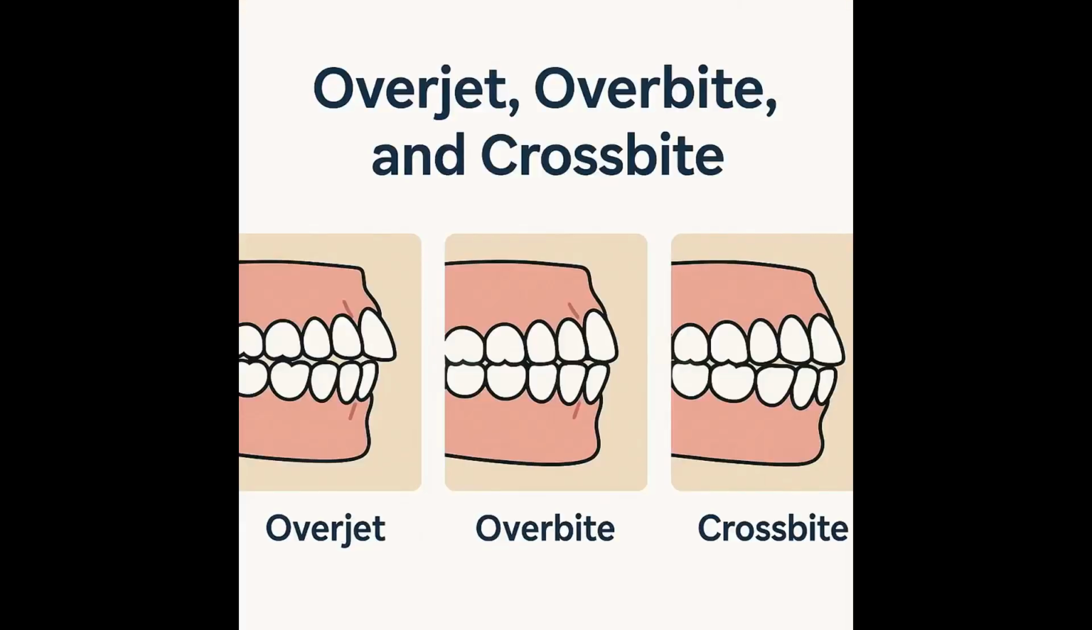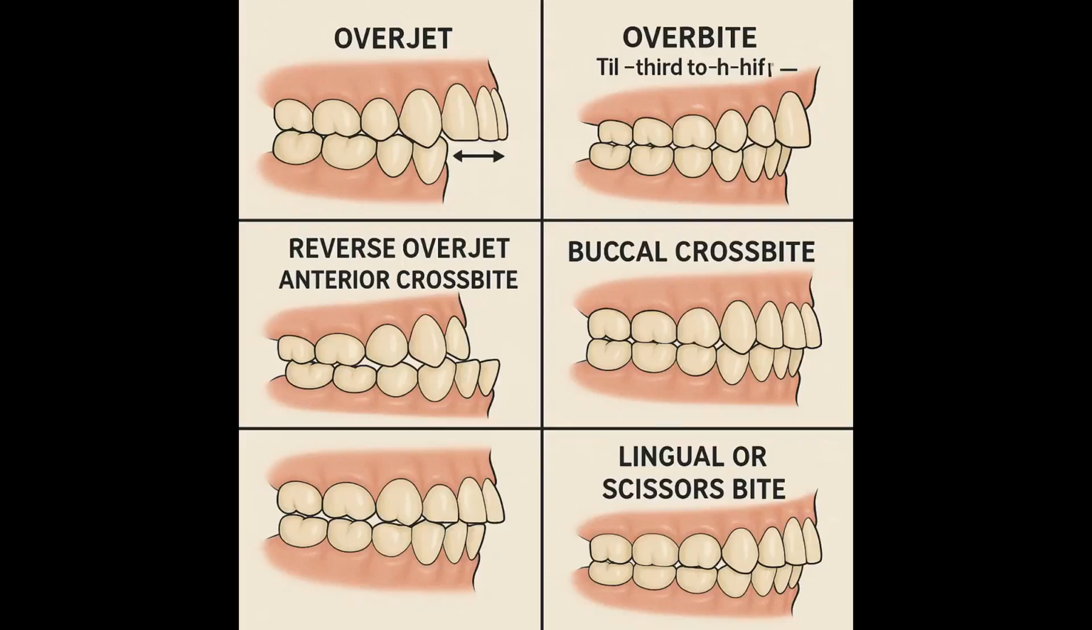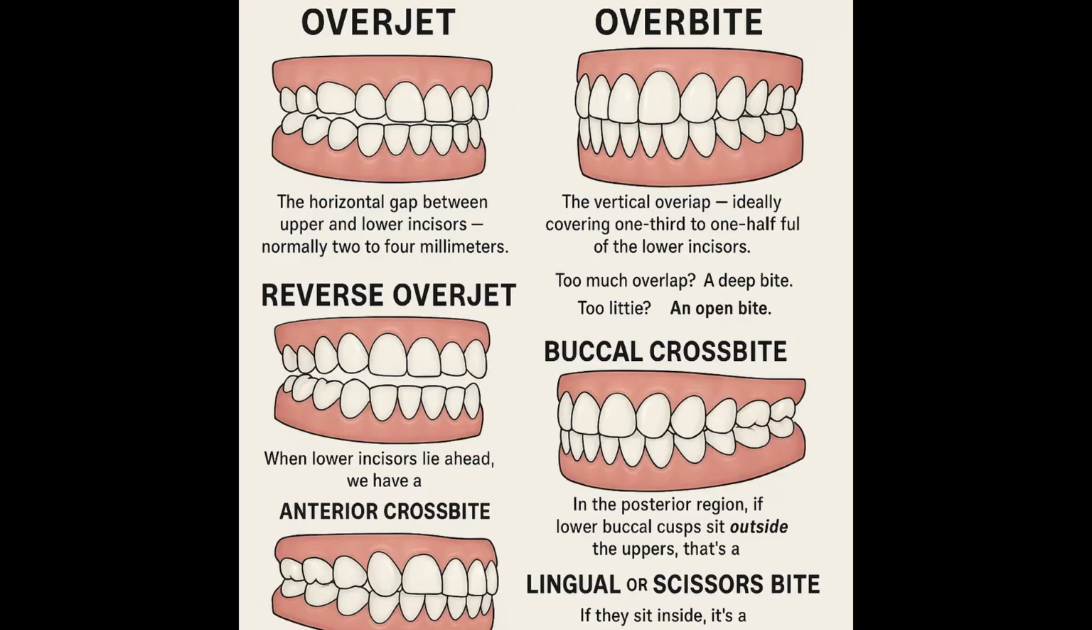Overjet, overbite, and crossbite. Overjet is the horizontal gap between upper and lower incisors, normally 2 to 4 millimeters. Overbite is vertical overlap, ideally covering 1/3 to 1/2 of the lower incisors. Too much overlap, a deep bite. Too little, an open bite. When lower incisors lie ahead, we have a reverse overjet or anterior crossbite.